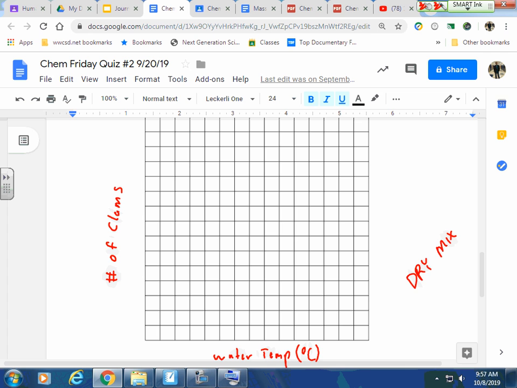It says number of clams. I mean, that's what it is. We should also have a title of some sort, maybe number of clams in different temperatures of water, something like that. And then we have to figure out the appropriate scale so that we use the majority of the x-axis, and the appropriate scale to use the majority of the y-axis. And then the graph should have looked something like this.